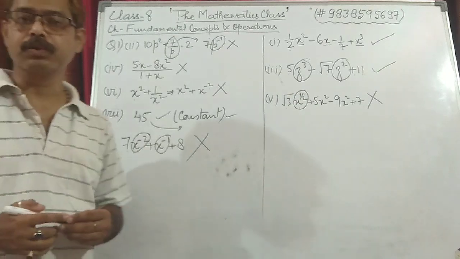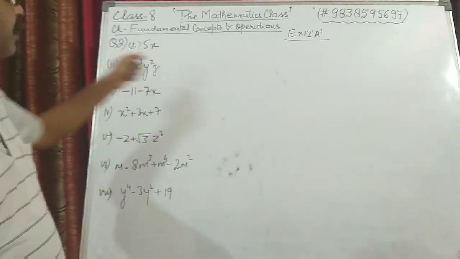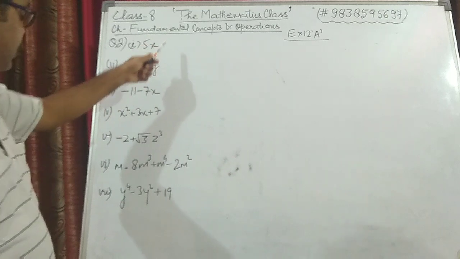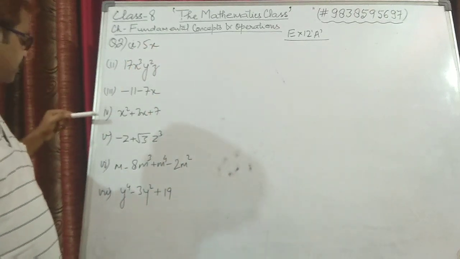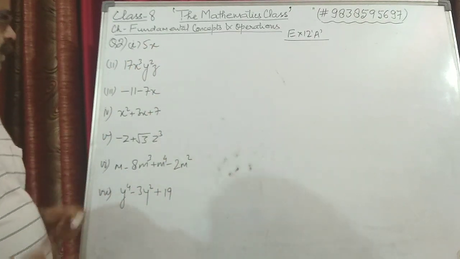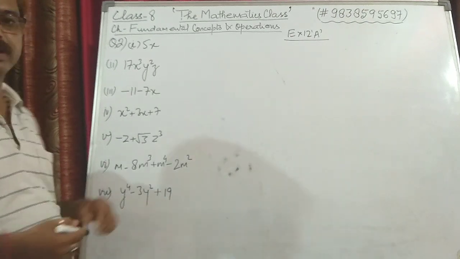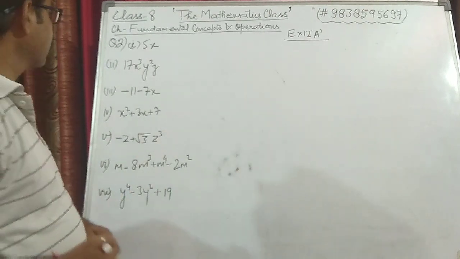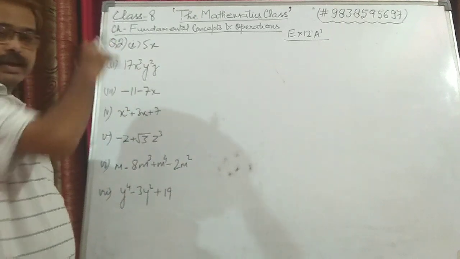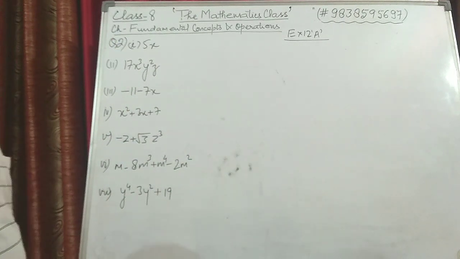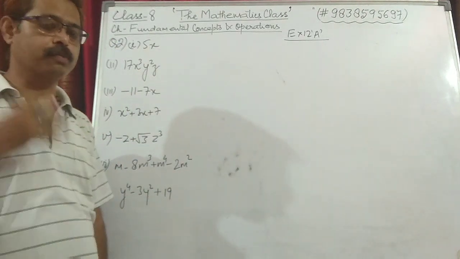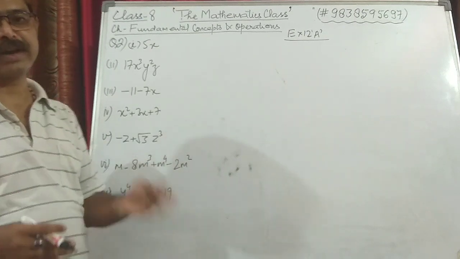So now we move on to the second question of exercise 12a. I have taken the first, second, third, fourth, fifth, sixth, seventh part. Eighth part you will do on your own, I mean to say you will do it in your practice notebook. Now in this you have to tell whether the given expressions are monomial, binomial, trinomial or polynomial, as well as you have to write their degree.